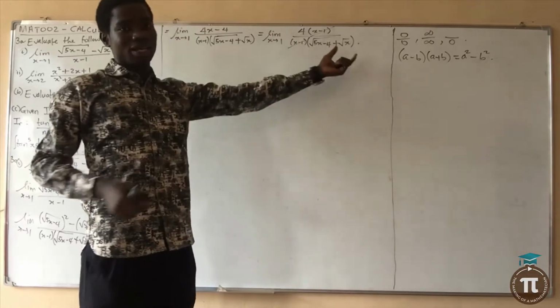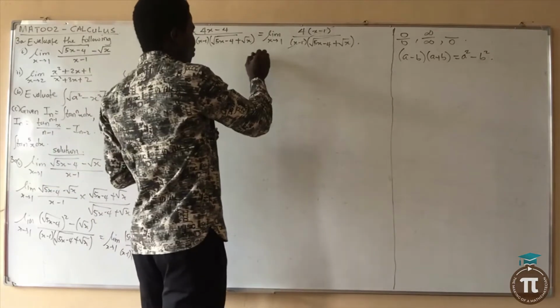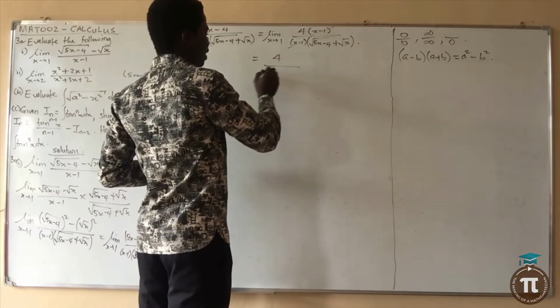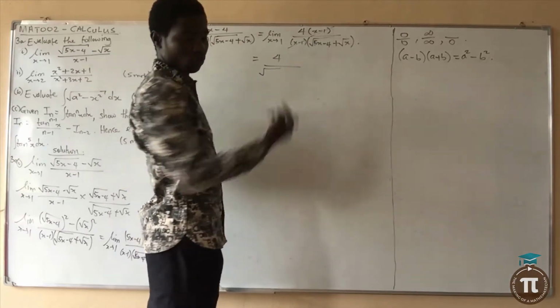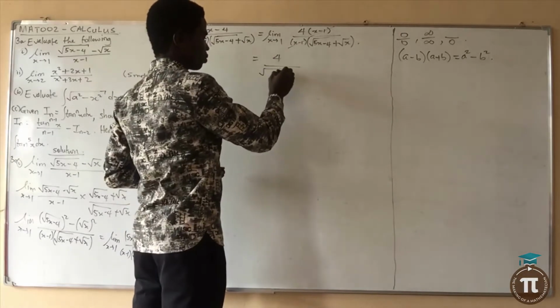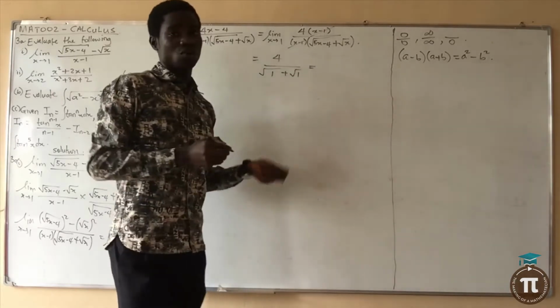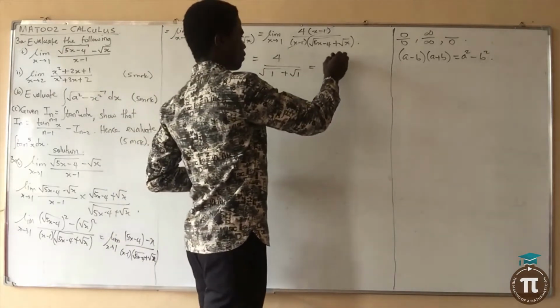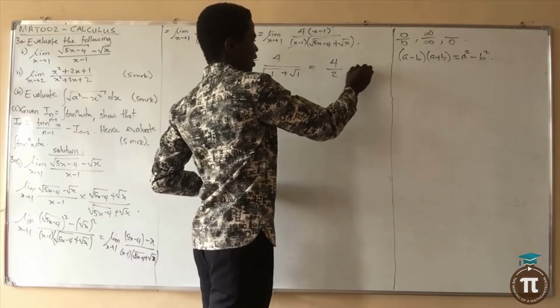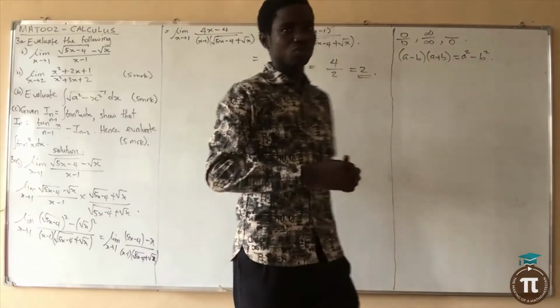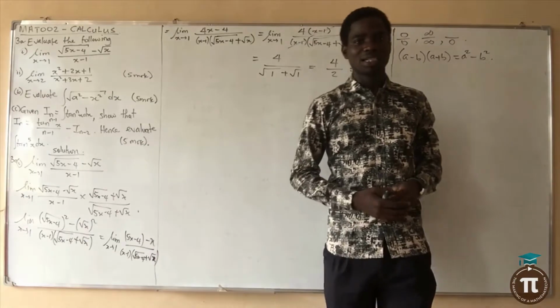Then I'll put 1 there. I'll now put the limit. So this one will become 4 divided by square root of 5 times 1, which is 5. 5 minus 4 is 1. So square root of 1 plus square root of 1. Square root of 1 is 1. 1 plus 1 is 2. So 4 over 2, and the answer is 2. So the limit as s goes to 1 of that first function, the answer is 2.